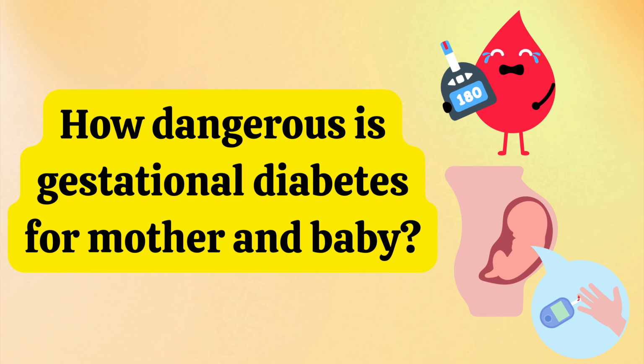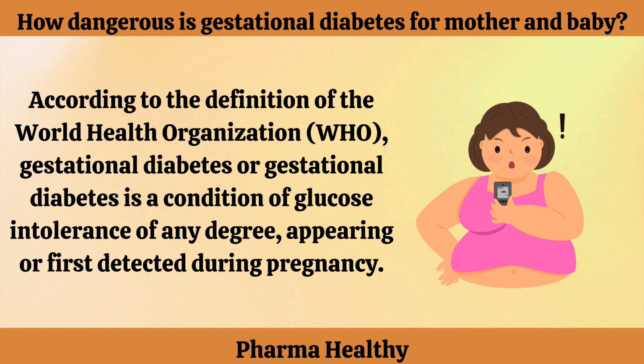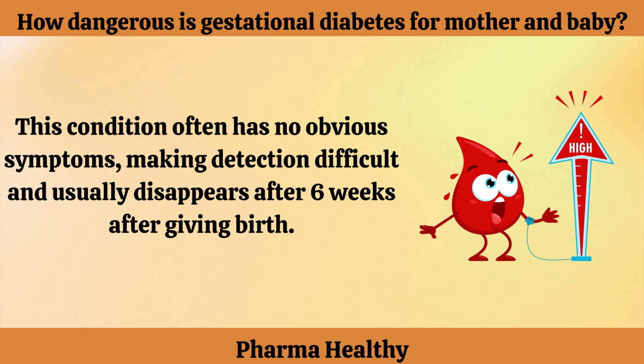How dangerous is gestational diabetes for mother and baby? According to the definition of the World Health Organization, WHO, gestational diabetes is a condition of glucose intolerance of any degree, appearing or first detected during pregnancy. This condition often has no obvious symptoms, making detection difficult, and usually disappears 6 weeks after giving birth.